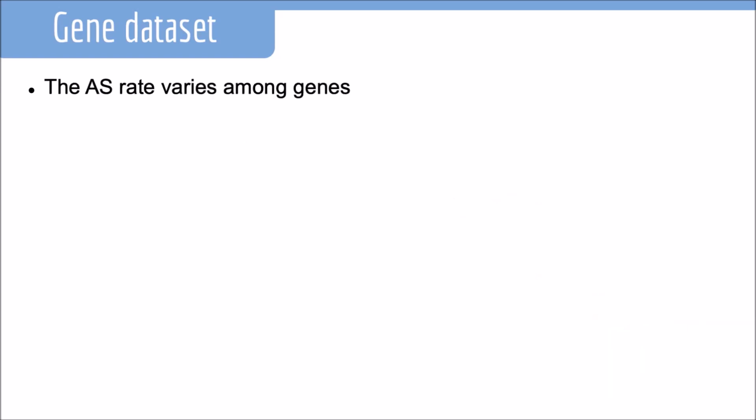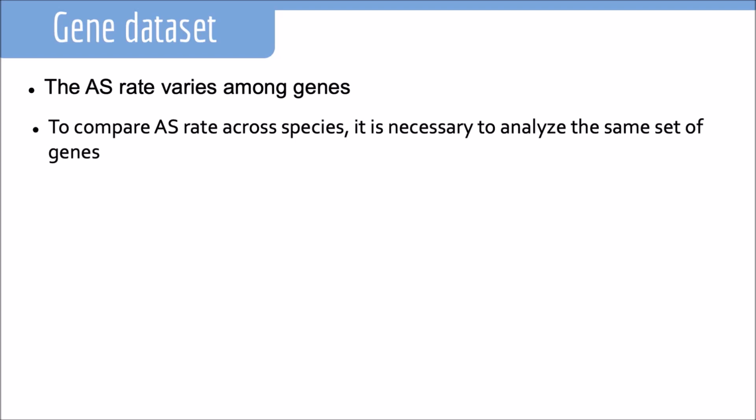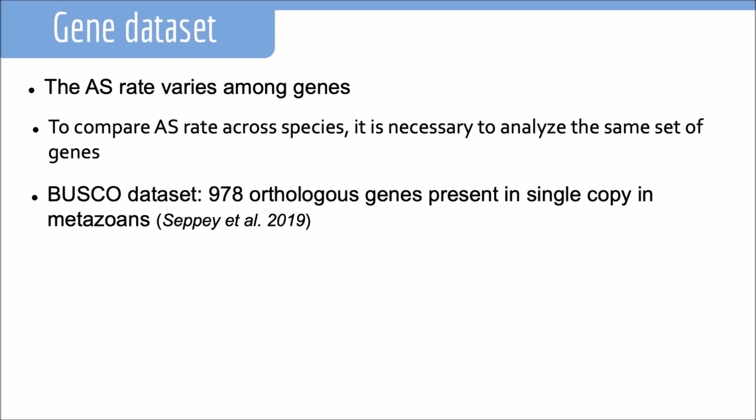And so if we want to compare the rate of alternative splicing across species, it is necessary to analyze the same set of genes. And for this, we focused on the dataset of BUSCO genes. So this corresponds to orthologous genes that are present in a single copy in most species. And for metazoans, the BUSCO dataset contains almost 1,000 genes.